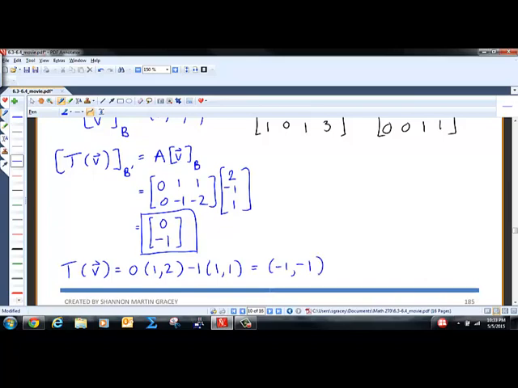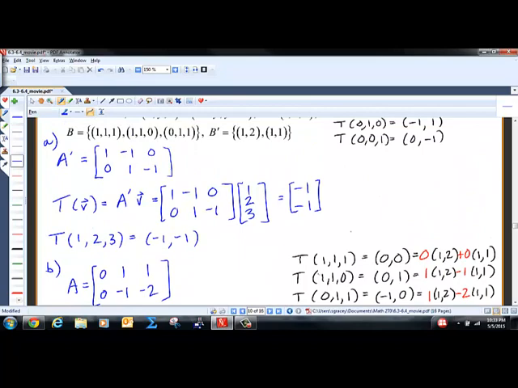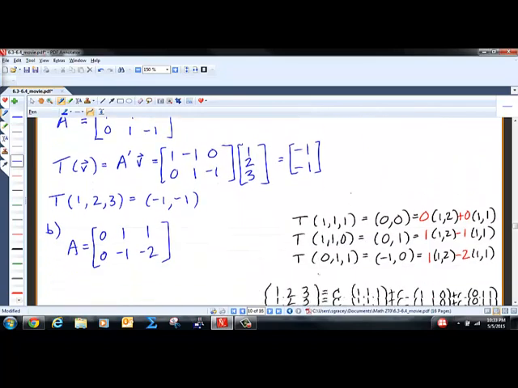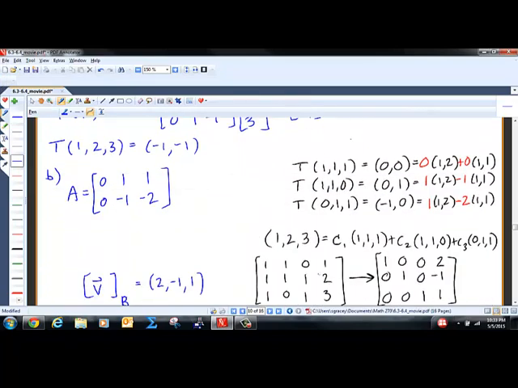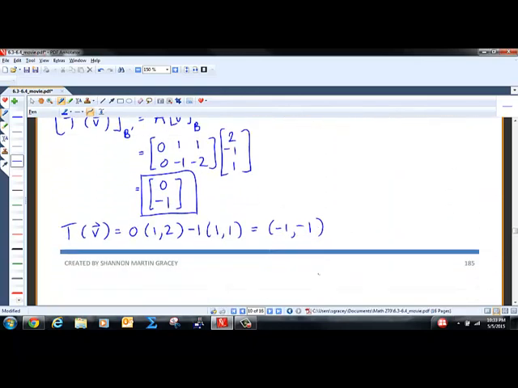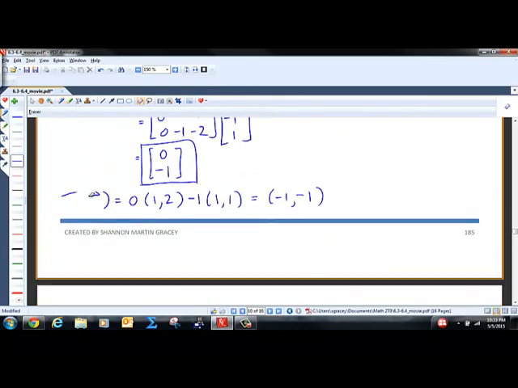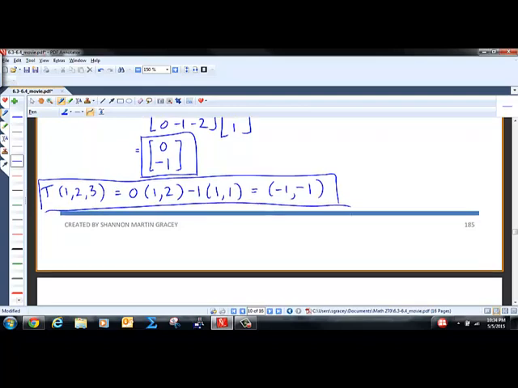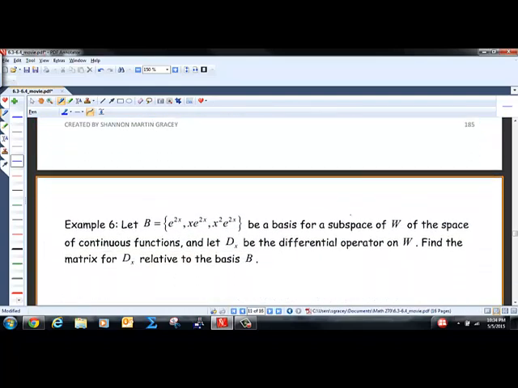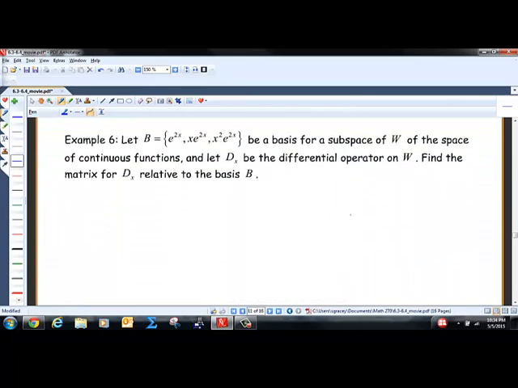And isn't that what we got up here? Oops. T of 1, 2, 3 is -1, -1. Actually, let me write it in that format. Okay, so T of 1, 2, 3 was equal to this guy. So two different ways to find the same result. So moving along, let's take a look at this example.